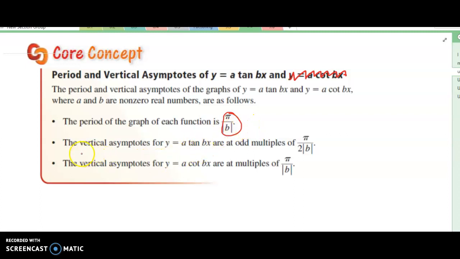Now the equation to find the vertical asymptotes would be pi over 2b. And once again, we're not doing cotangent, so we can just X these out. So really, these are the two things you need to remember.